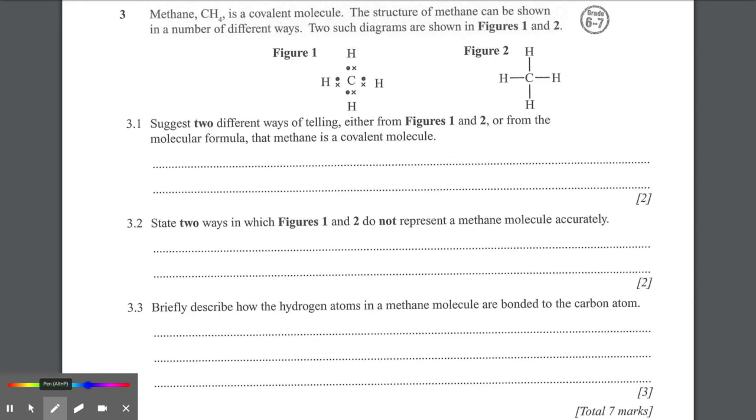Okay, so question 3 from the covalent bonding section. This one's looking specifically at the molecule of methane and two different diagrams, how we can represent those: both the dot cross diagram and then the stick diagram, as we looked at in the previous question. And it's asking us in the first part, how do we know from the molecular formula or from the diagrams that we're looking at a covalent molecule? So there's a couple of ways we can look at that.